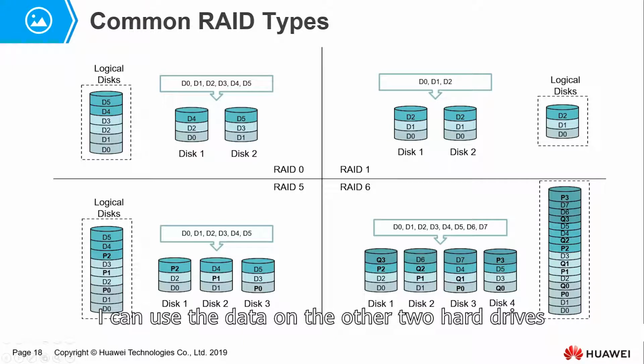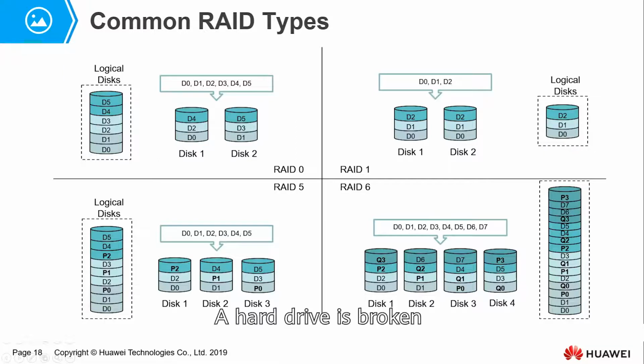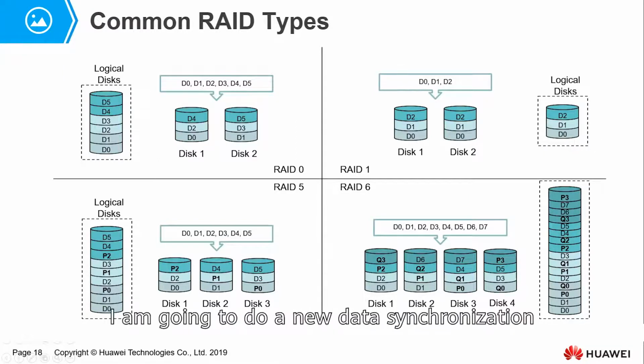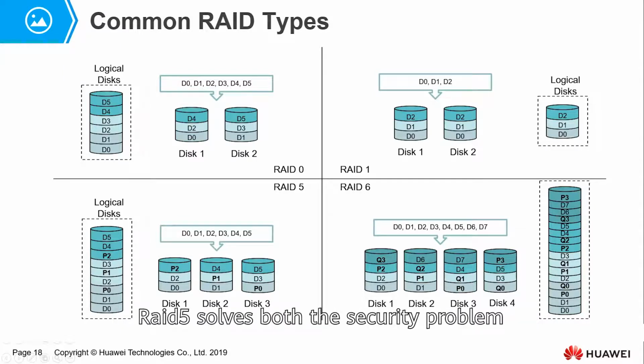I can use the data on the other two hard drives to get the data on the broken hard drive. A hard drive is broken. I'm going to do a new data synchronization or refactoring, and then I can recover the data. RAID 5 solves both the security problem and the problem of reading and writing.